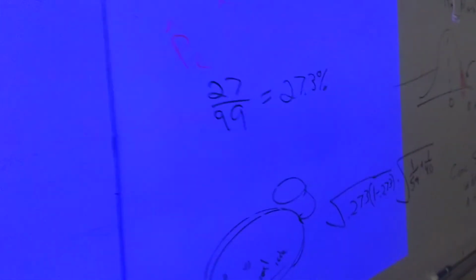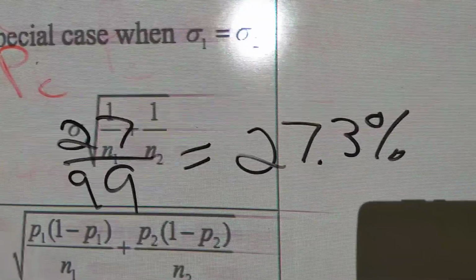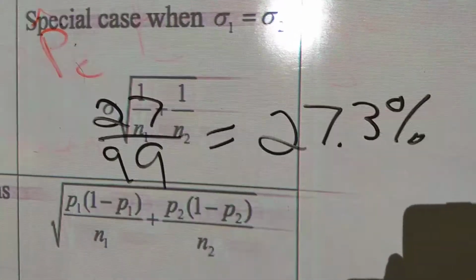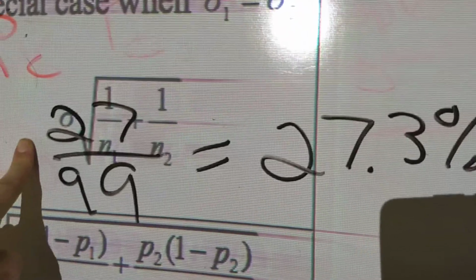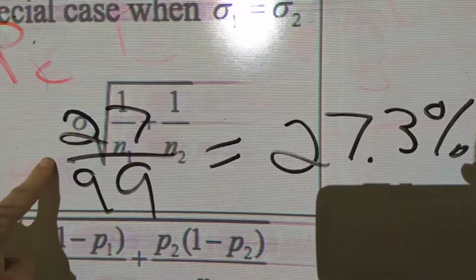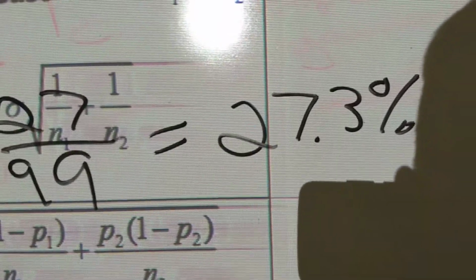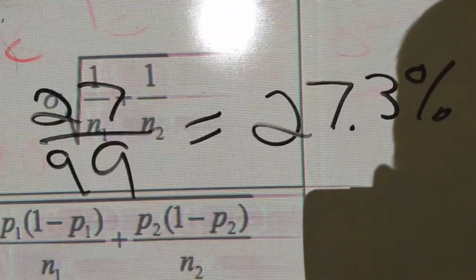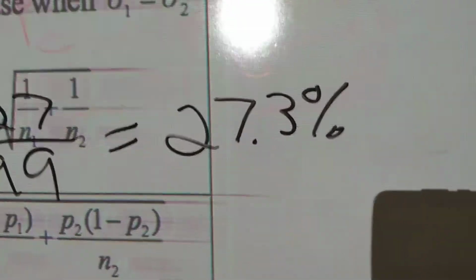So what we're going to do is we go in with the null being true. If the null is true, well, there's no reason to separate the groups. We pool or combine the percentages. So 27 out of 99 people yawned. And if our null is true, there's no difference between the groups. 27.3% of people yawn. Okay.